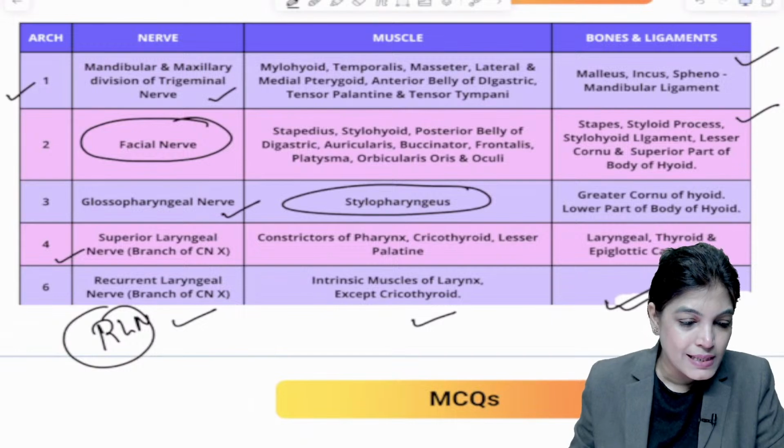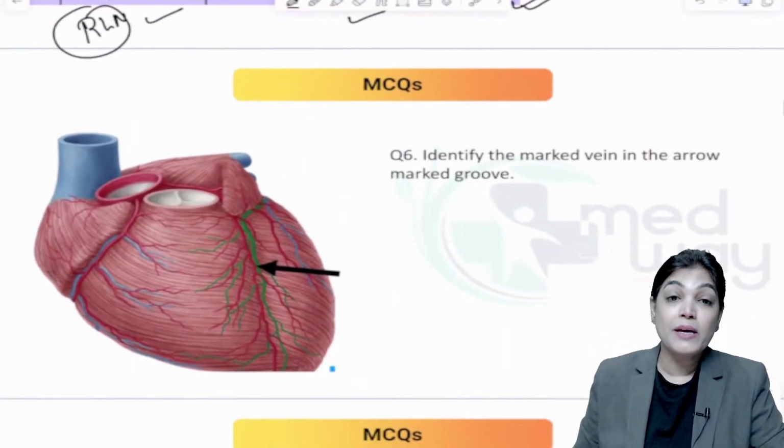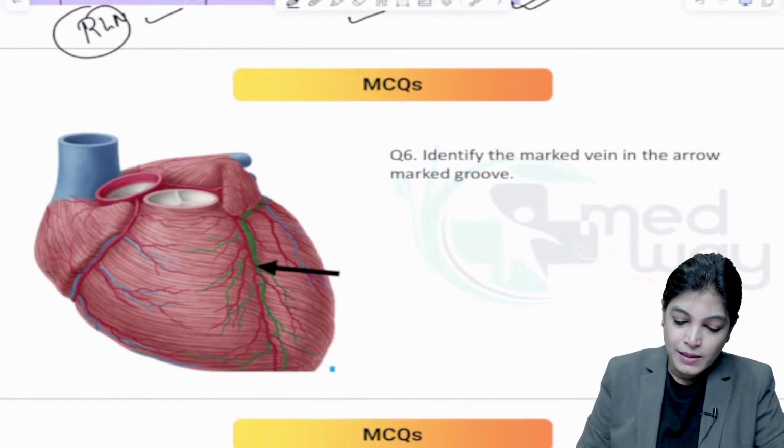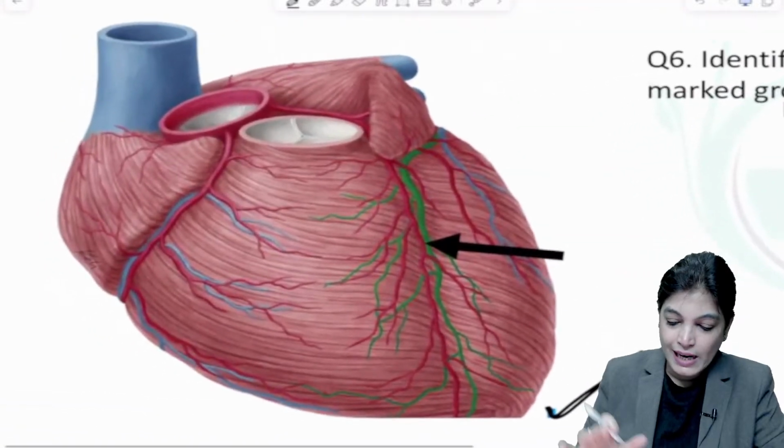So any students having any doubt, they can ask me. Now there was another question which was an image based question. I have just marked the arrow in this, can you see? So I am just enlarging it.